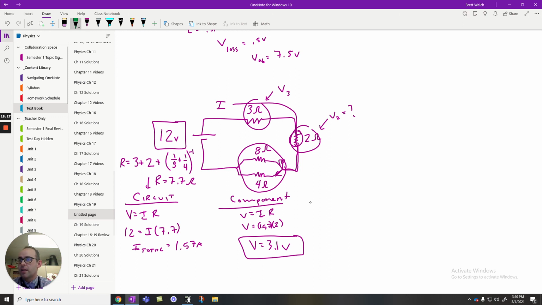And the cool thing is, when you're in parallel, this loss here and this loss here will have the same voltage. So the voltage of the 8 will equal the voltage of the 4. Both of them have the same voltage loss, although they both have different currents. So the beauty of a parallel circuit is you have the same voltage across multiple light bulbs or components. They all end up with the same voltage change.